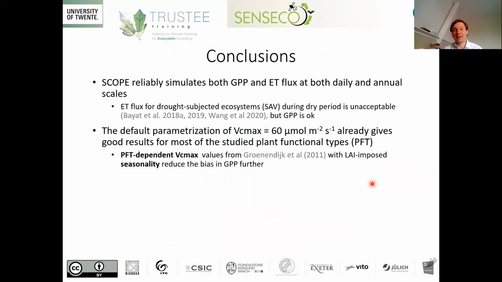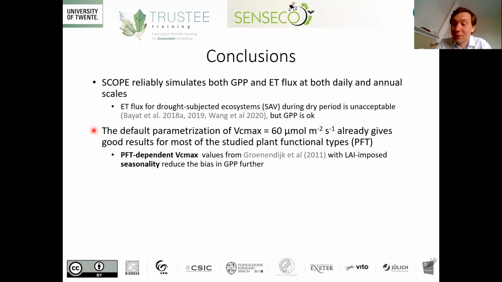So to conclude, I can say that SCOPE reliably simulates both GPP and ET flux at both daily and annual scales. However, for drought-subjected ecosystems, ET flux was not reliable, but GPP was okay. If the target is to monitor water flux in those ecosystems, I might suggest those papers that show how to adjust SCOPE to work in those ecosystems. We were using it out of the box, so no tuning was done.